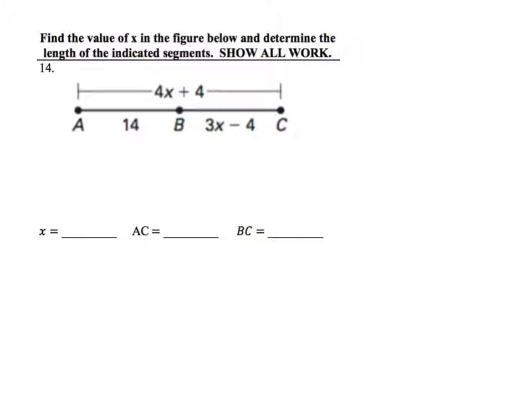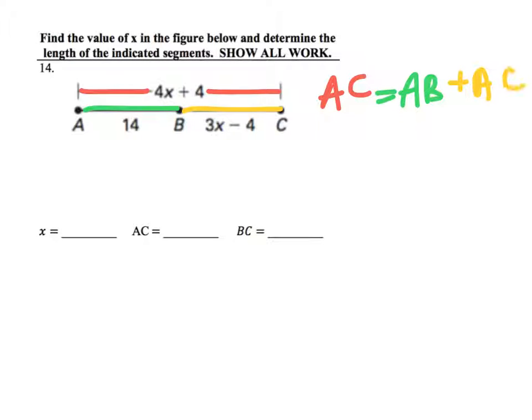Number 14 says find the value of x in the figure below and determine the length of the indicated segments. So they tell me that the whole thing, AC, is this part here. Then we have two parts, AB and BC. If I add those two parts together, I get the whole thing. My equation for the whole thing is 4x plus 4, and that's going to be equal to AB, which is 14, plus BC, which is 3x minus 4, excuse me.